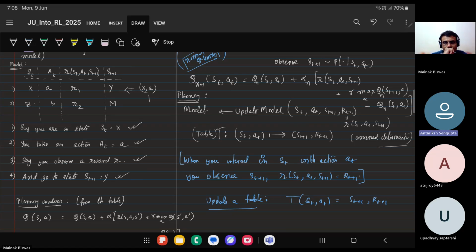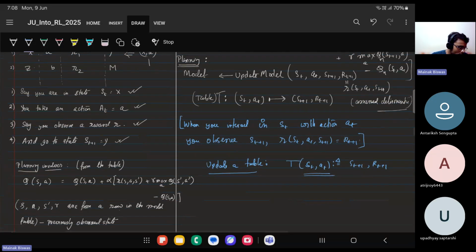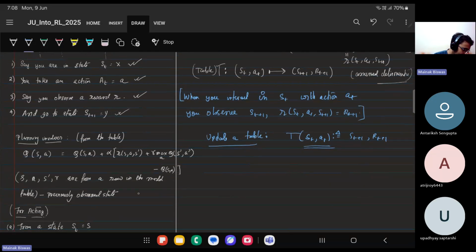Yeah, I'm just making a state and reward table containing the rewards I have gotten. It's just making a database. For a particular state and action, I'm seeing what I observe for the next state and reward. Fine. So now what do I do? This is what I had written: planning.